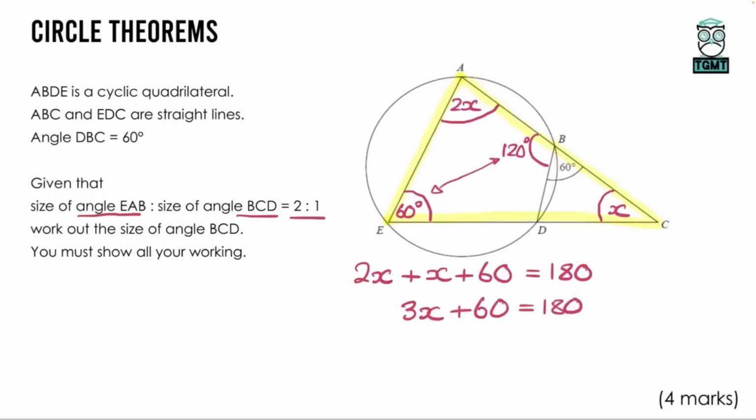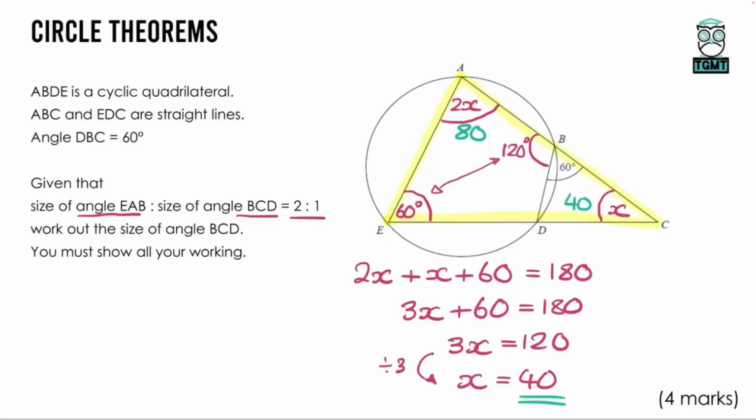We can then take away 60 from both sides, so 3x is equal to 120, and then we can divide by 3, so 1x is equal to 40. So now we know that x is equal to 40, we can actually substitute that into the two angles. This one over here would be 40, and this one up here would be 80. And from there we could actually go ahead and work out some of the other angles as well.